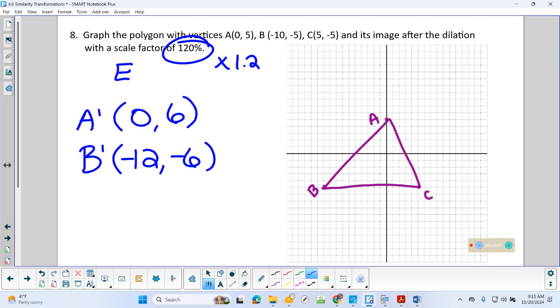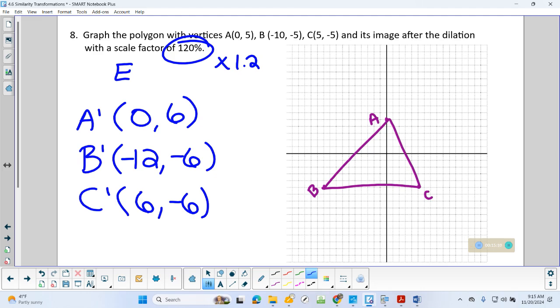I'm really excited to count that one out with a -12 in it. Okay, C prime. 5 times 1.2 is 6, and then we'll have negative 6. So it should be 20% bigger than this triangle, so a little bit bigger. Let's see how it looks.